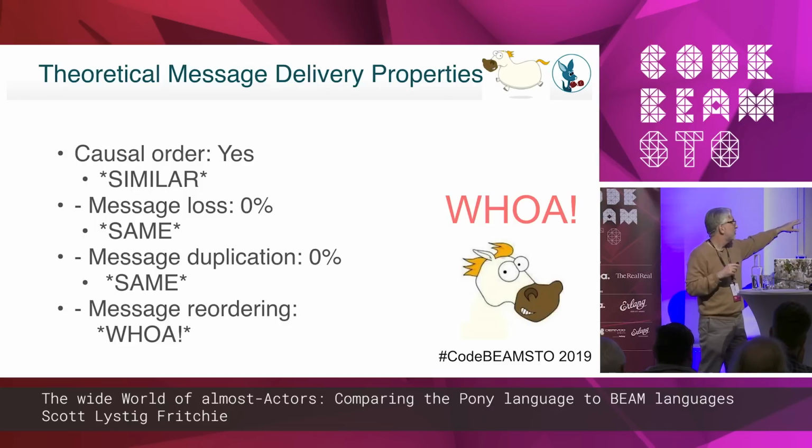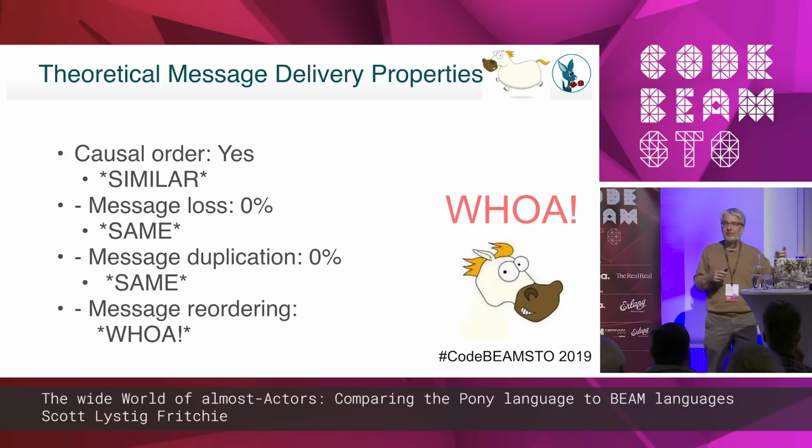Is there message loss? With the exception of sending to dead PIDs or something like that, there is no message loss. There is no message duplication allowed, except sort of accidentally by the runtime. If you're sending messages on a real network, of course, packets may be duplicated, but it doesn't happen inside of either runtime. And we already talked about message reordering, that there's a difference there.